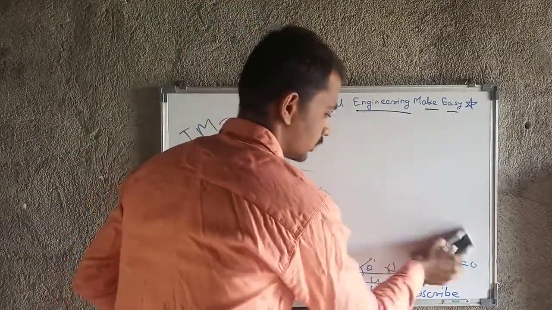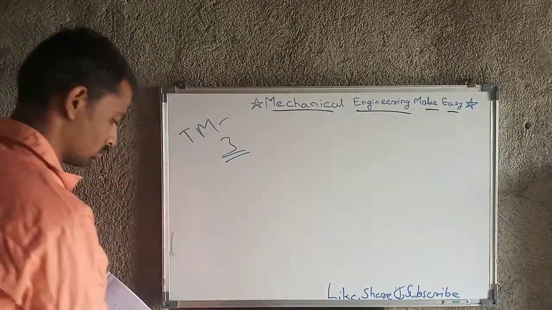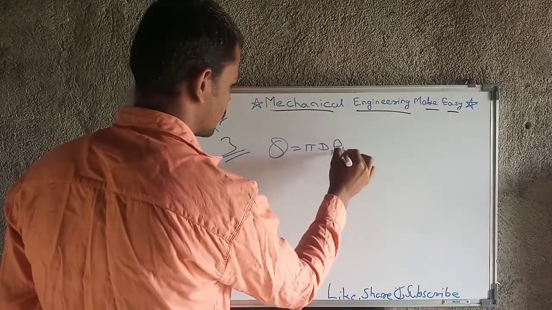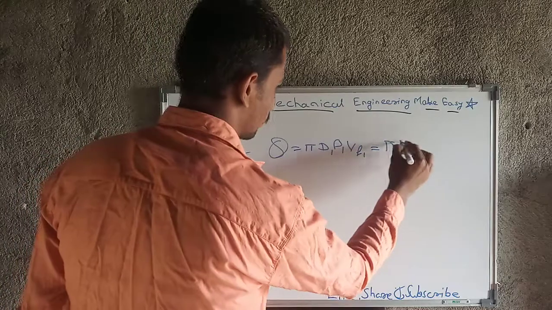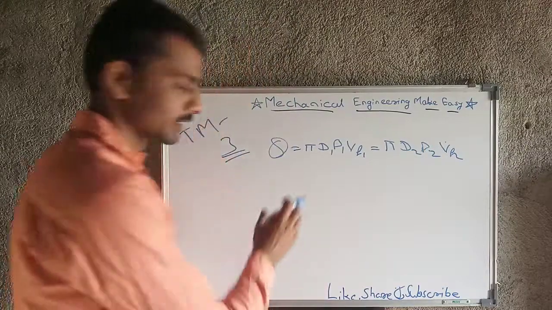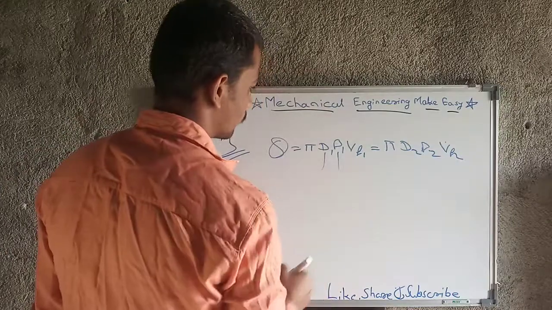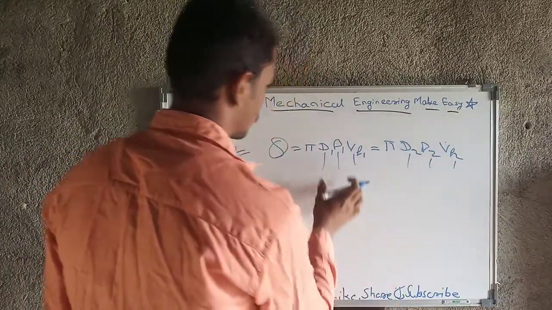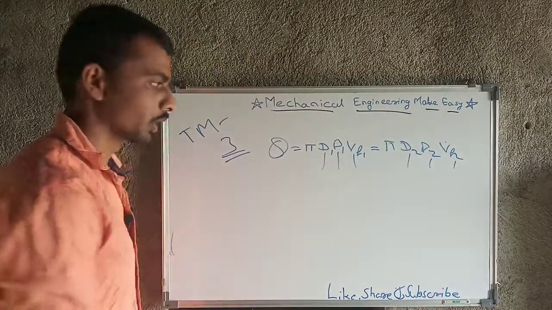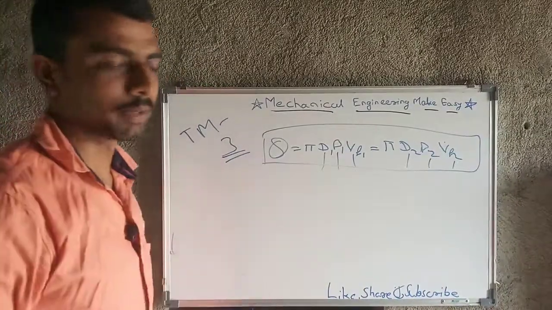Next point is discharge, that is pi d1 b1 Vf1 equal to pi d2 b2 Vf2. This is the same formula we discussed in the case of the reaction turbine. This is diameter, width, flow component at inlet and at outlet. One position is at inlet, two position is at outlet. This formula is the same for the reaction turbine and for the pump.